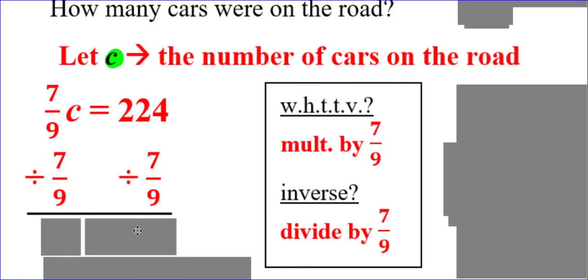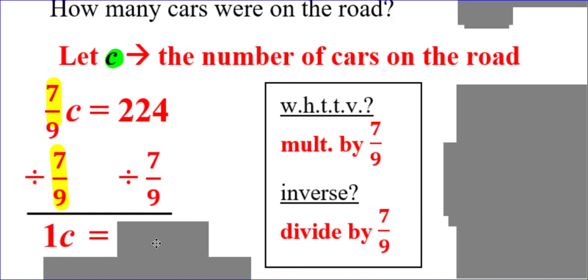Let's work down on both sides. On the left-hand side, we know anything divided by itself will give us 1. So this is going to give us 1c. Now, bring down your equal sign. Bring it straight down from where it was above.